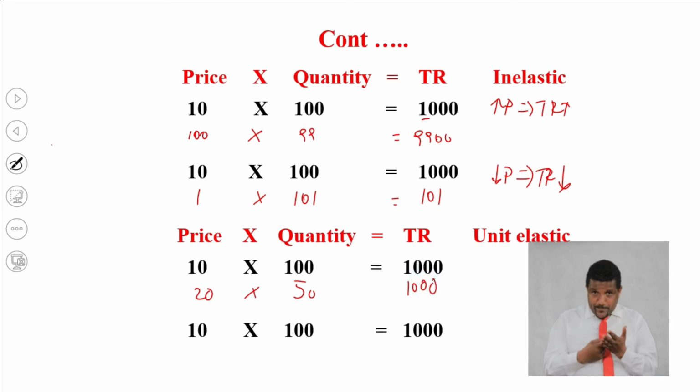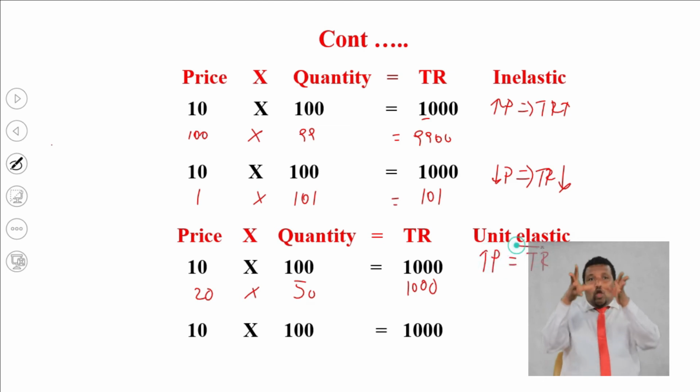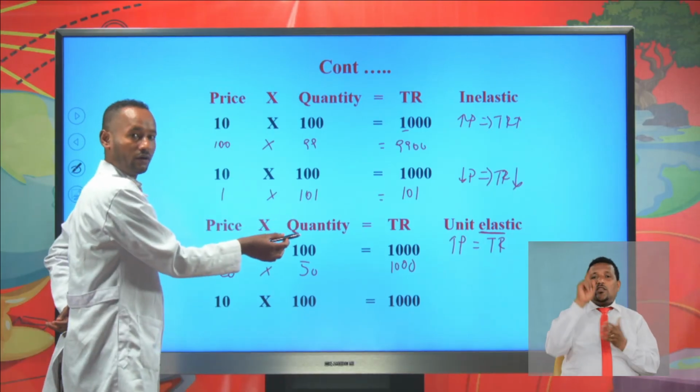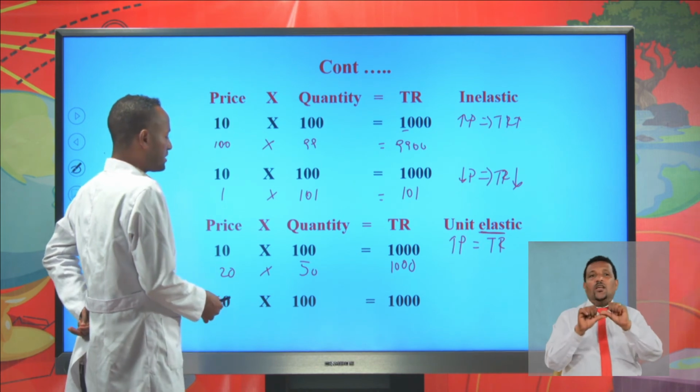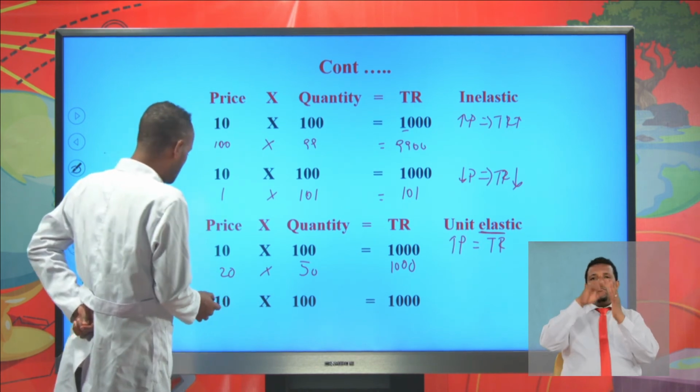So if the buyer is unit elastic, with an increase in the price of a commodity, the total revenue of the firm remains unchanged. It was 1,000 birr earlier. Now it is also 1,000 birr. Now let me show you when there is a fall in the price of a commodity.